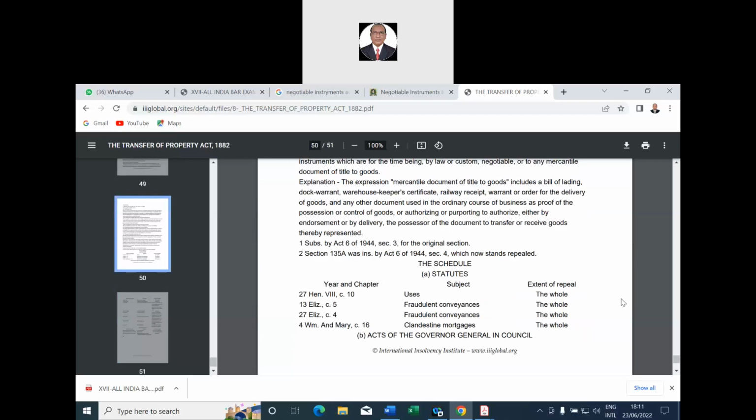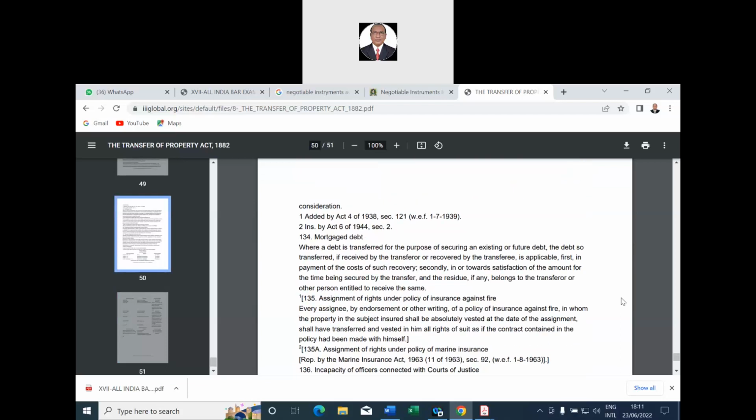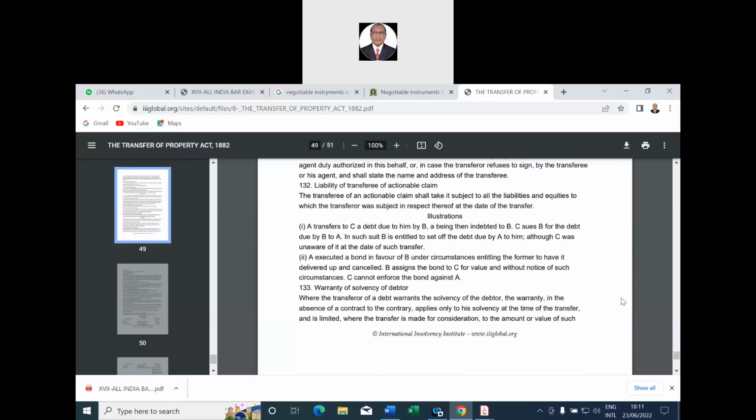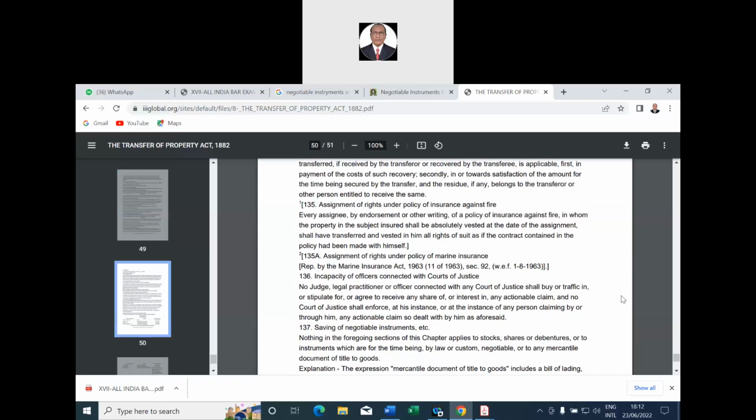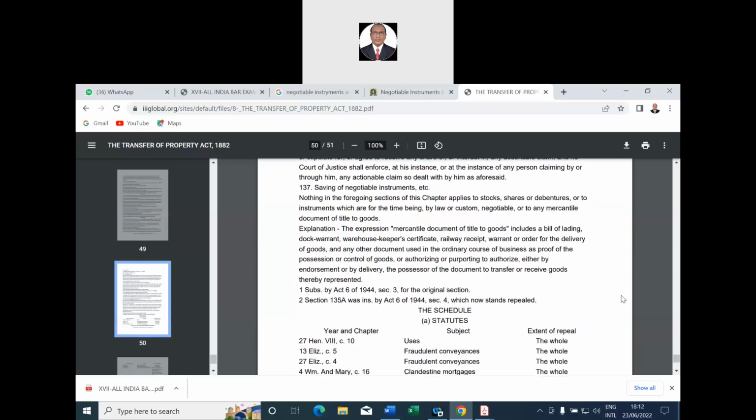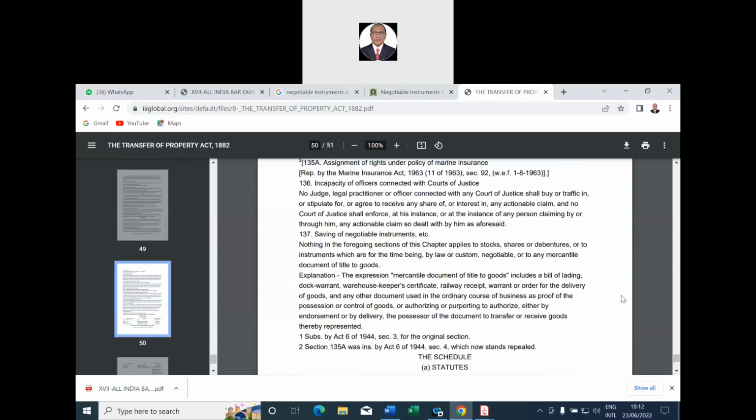And what is the last section of the Transfer of Property Act? Last section. See, 134 mortgage debt, 135 capital A, because it is inserted later. It is the assignment of the rights under the policy of marine insurance. So marine insurance will be with section 135 capital A. Then the last section is 137, which is saving of the negotiable instrument, saving acts.